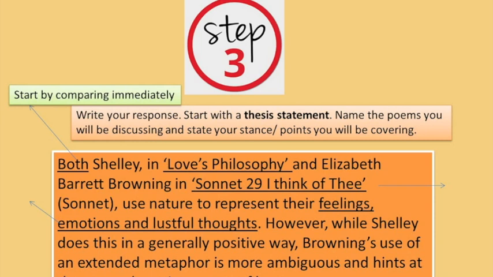So what have I done here? I start by comparing immediately. And this is one of the tips that you must follow. Start by comparing both. Because rather than talking about one poem, then the other, then trying to bring it together, in order to get into level 6, you've got to start comparing both. Then I've named the poems, okay? Love's Philosophy, Sonnet 29. Name the poem that I'm going to be comparing it with. And then I've stated my 3 points. I'm going to look at their feelings and how they use nature to present these, the emotions as a result of this, and their lustful thoughts, okay? And then I've given an overview of both poems, a very quick perspective. So it's not lengthy. I've named my poems. These are the things I'm going to talk about, and then some quick overview of how these 2 people perceive love.